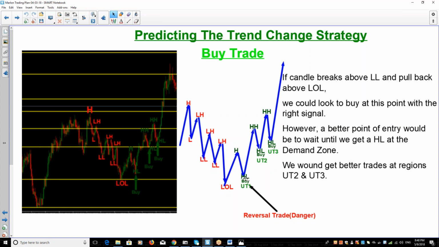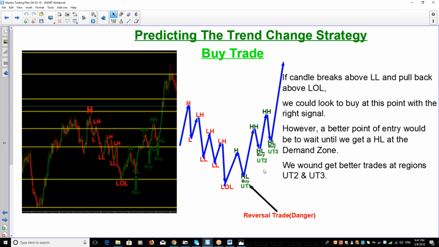Okay? So because this was my low, now this becomes my higher low. Break up. This now becomes my higher high. Okay? Pull back. This now becomes my higher low. Break up above this high, higher high, higher low. Okay? So what we could do is every time the market pulls back to these zones, then we're looking to buy.